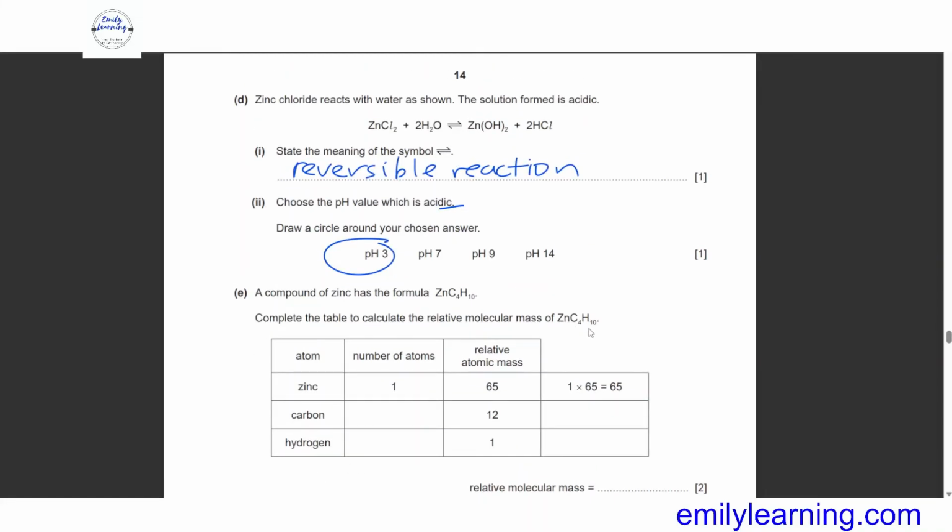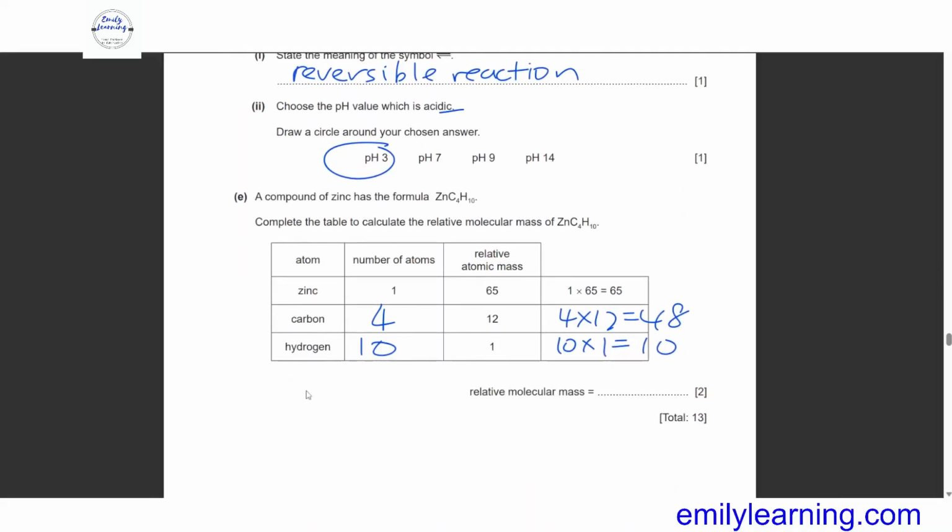Okay, a compound of zinc has the formula ZnC4H10. Complete the table to calculate the relative molecular mass of ZnC4H10. So there are 4 carbons and 10 hydrogens and 1 zinc. They have already given us the relative atomic mass. So to find the mass of 4 carbons, I'll take 4 times 12, which is 48. To find the relative mass of 10 hydrogens, I'll take 10 times 1, which will give me 10. So the relative molecular mass of ZnC4H10 is basically adding 65 plus 48 plus 10, which will give me a value of 123.